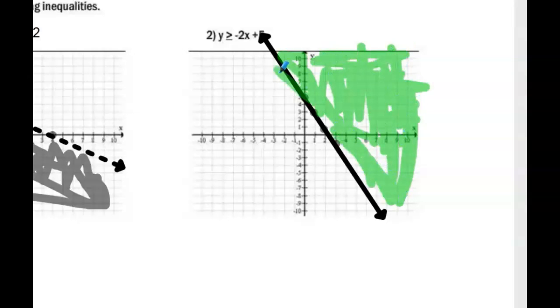And that is how you graph linear inequalities. Please complete the next page in your packet for homework.